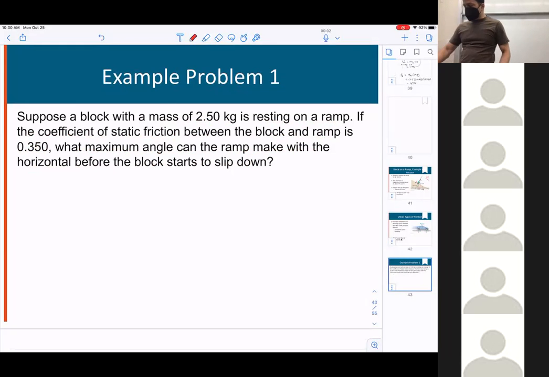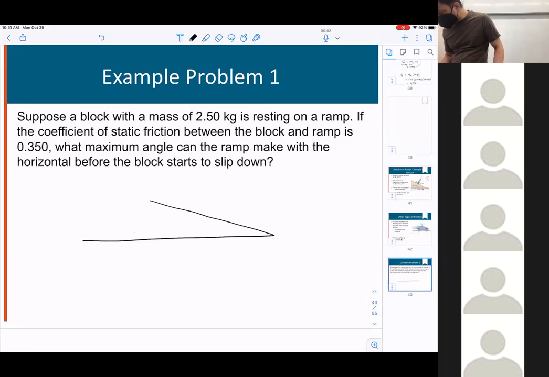So what that means is, let's imagine that there is some surface here, and let's say that there is some block that's sort of sitting here. Everything's good. But then someone says, why don't I put this on a ramp, like this. And now the block is sitting on the ramp like this, and now you see that it wants to slide down.